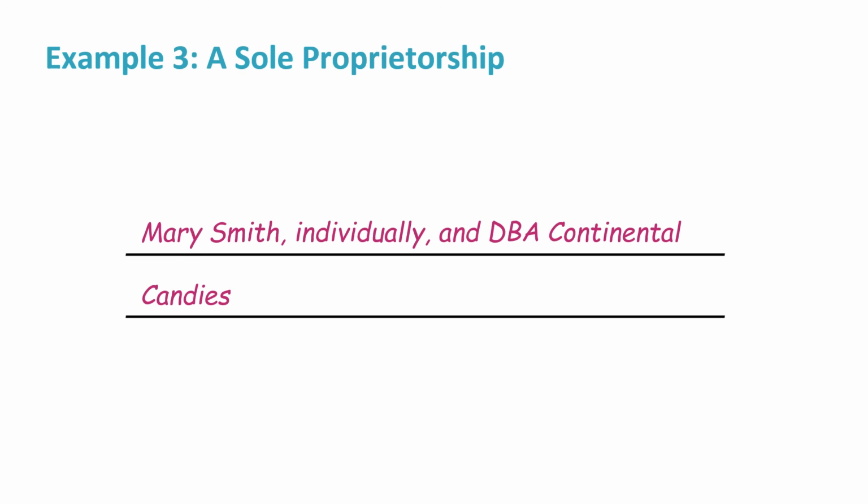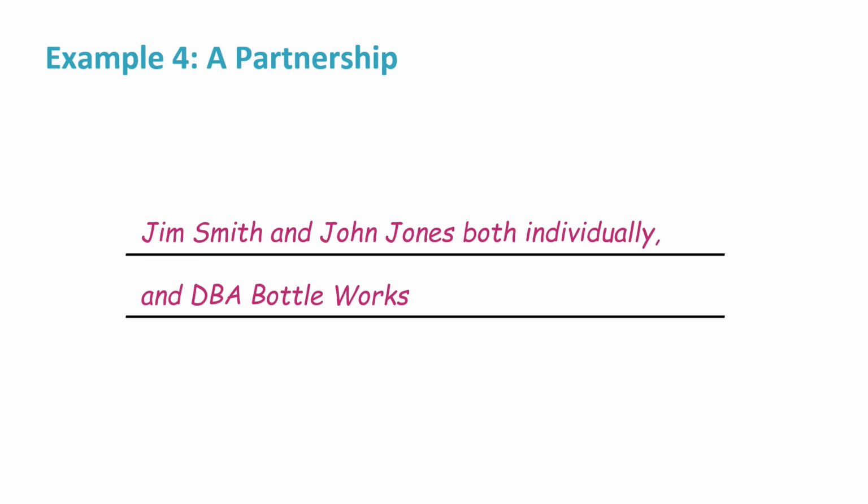If you are suing a business that is owned by an individual, known as a sole proprietorship, name the owner, followed by the letters DBA, which stand for Doing Business As, then list the name of the business. If you are suing a partnership, name each partner individually, followed by the name of the business.